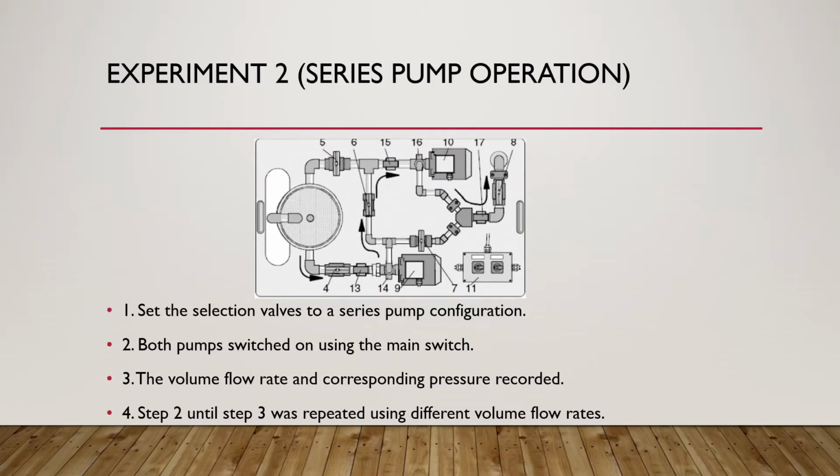Experiment 2 is the series pump operation. Series pump operation is quite similar to a single pump operation, but the only change is the valve selection. For the first step, the valve selection for a series pump configuration is that only valve number 4 and valve number 6 will be set to open, and the other valves, which are 5 and 7, will be set to close.